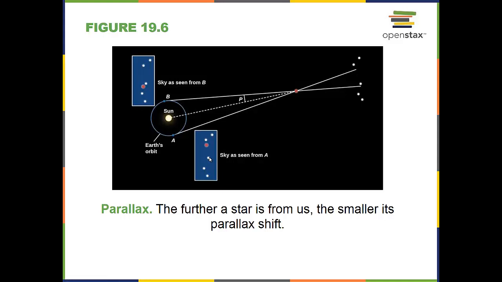6 months later, at time B, the red star appears between these two stars. The white stars don't appear to shift because they're further. The further a star is from us, the smaller its parallax shift. Using this technique, astronomers have measured the distances to hundreds of thousands of stars.